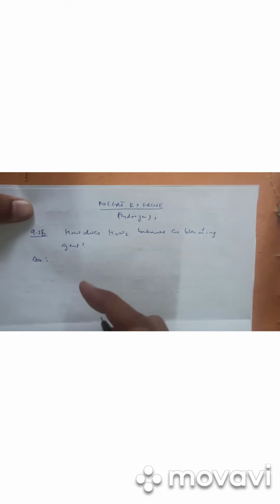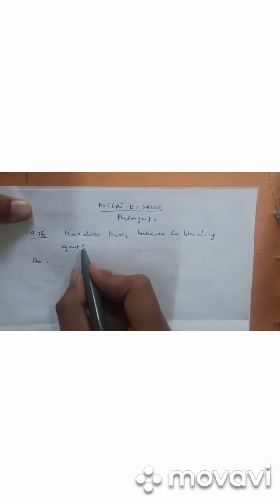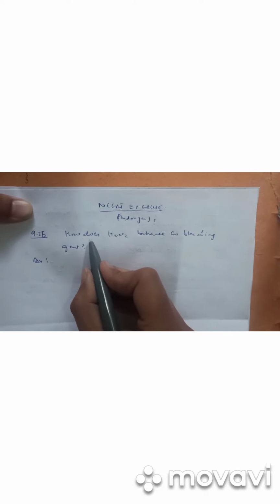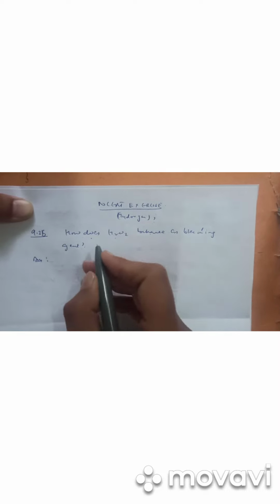I'm repeating the video of NCERT exercise hydrogen. This time we're taking exercise 9.35. The question is, how does H2O2 behave as a bleaching agent?